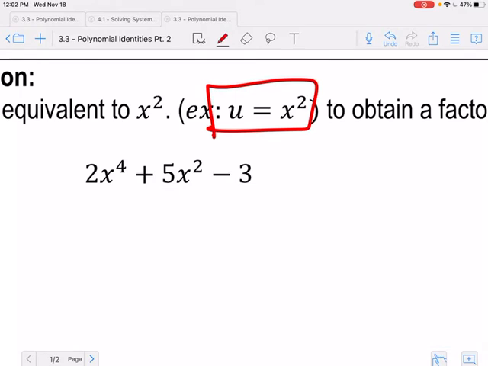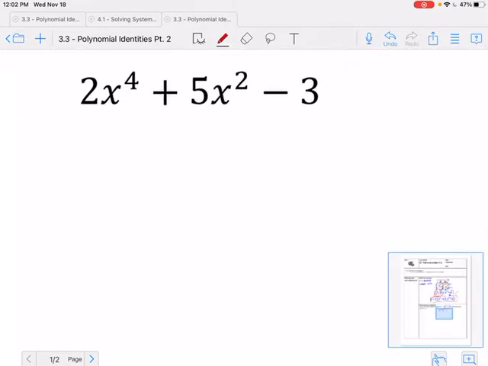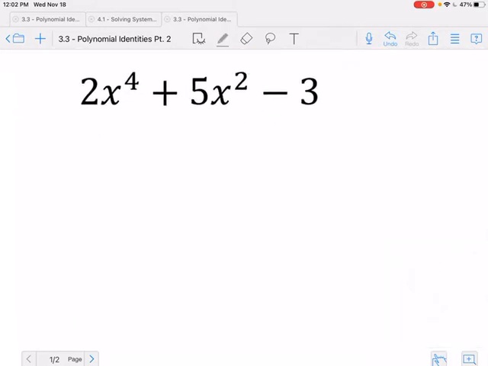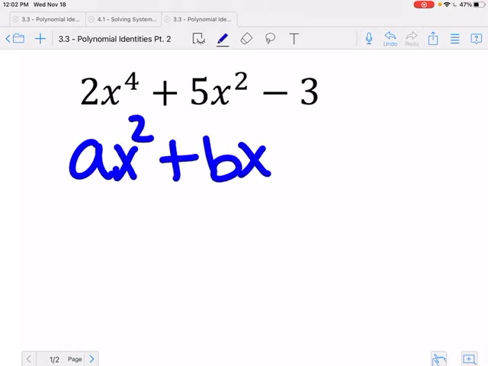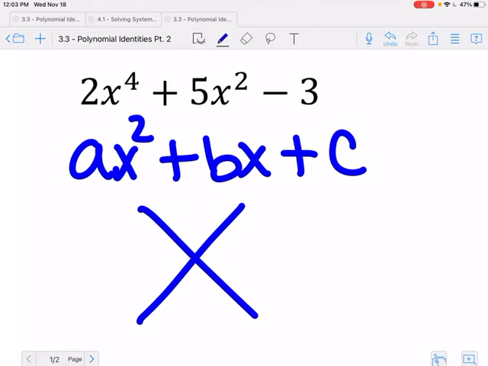Now, why do we want to do that? Because we want to rewrite the problem in a way that we can actually factor it using one of the methods that we know. Now, for example, this one. This problem looks very familiar. It looks like ax squared plus bx plus c. It looks like a quadratic function. And if you remember, how do we factor quadratic functions? Well, we use the X method, right?